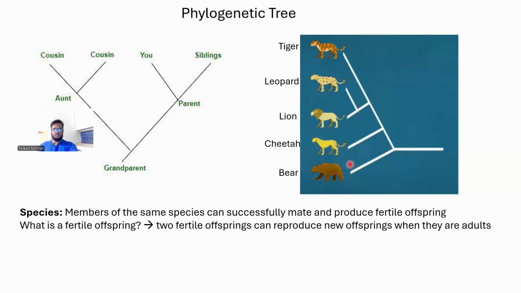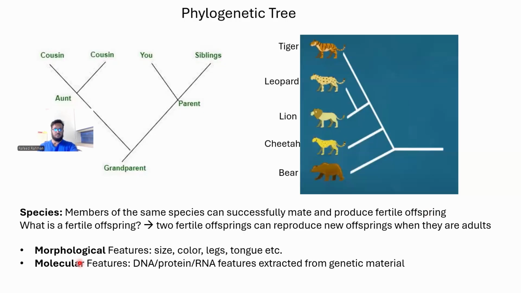So, let's go next. Next, let's talk about two features, morphological and molecular. Obviously, when you want to construct a phylogenetic tree, you need to work with some features. One feature type is morphological feature, which deals with size, color, leg, tongue, whatever you can see visually. That is morphological feature. But then there are molecular features. I think you already understand by the name because they deal with DNA, protein, RNA, and relevant features extracted from genetic material. In modern day studies, you would expect that people will be using molecular features, and that's what they do. And they construct these trees.